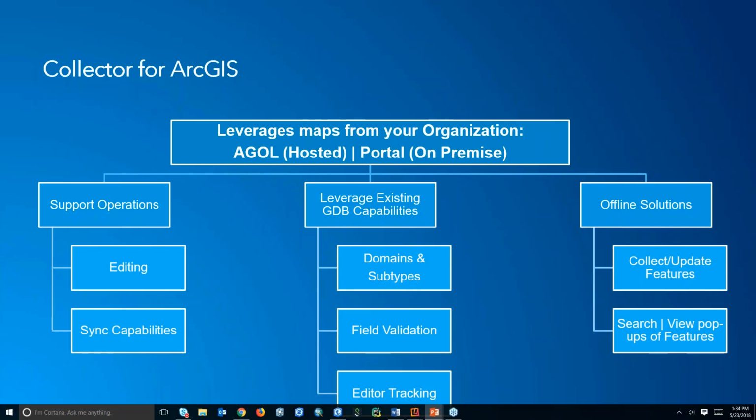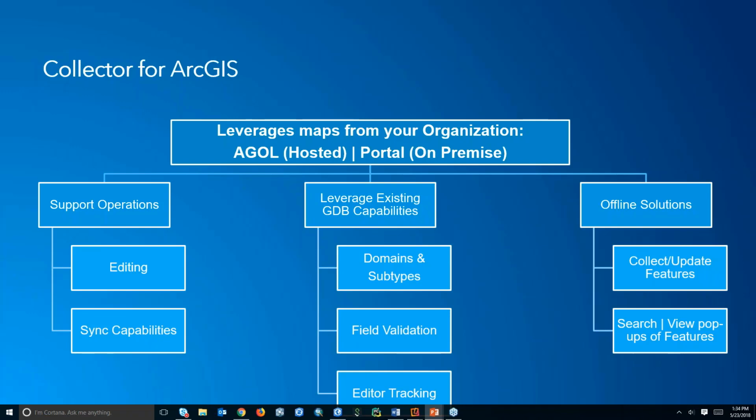Now, outside of being able to collect information through the interaction with the local population and using crowdsourcing tactics with Survey 123, we can also start to edit and understand where our authoritative information is through Collector for ArcGIS. Collector leverages maps from your organization, whether they're on AGOL or on the portal behind the firewall itself. With Collector, it supports a couple of operations. Whether you're in a connected or disconnected environment, we can start editing, changing the attributes, and adding information in, as well as provide the syncing capabilities if you're working in a disconnected environment.